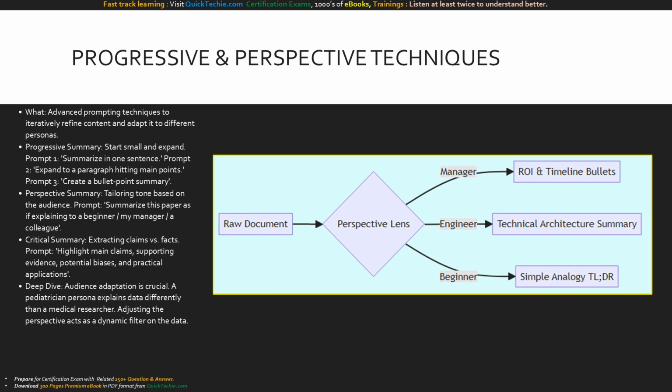Look at how the perspective lens changes everything. The exact same raw document flows into our AI. But based on the persona we set, the output diverges completely. A manager gets a summary focused on ROI and timelines. An engineer gets a technical architecture breakdown. A beginner gets a simple, analogy-driven TLDR. The data is the same, but the extraction is personalized.